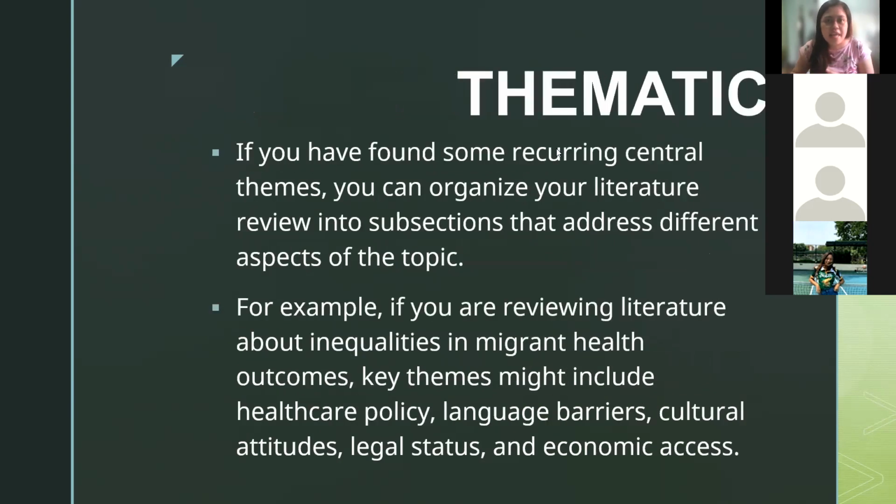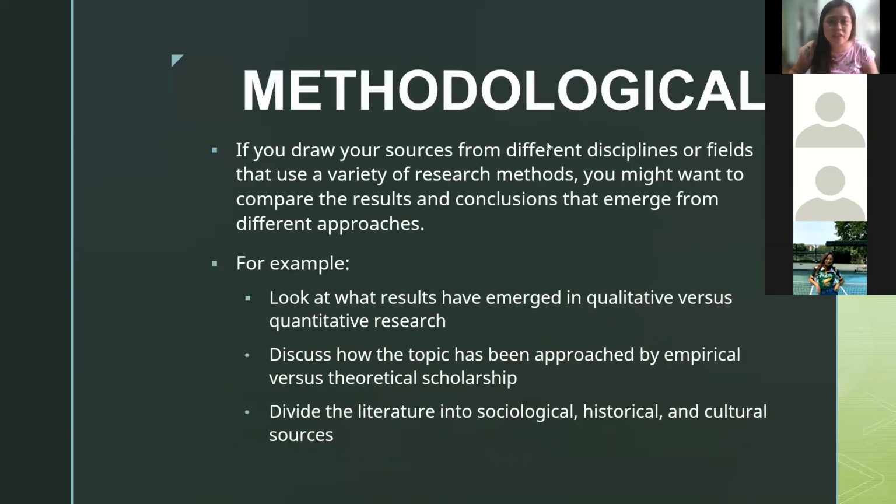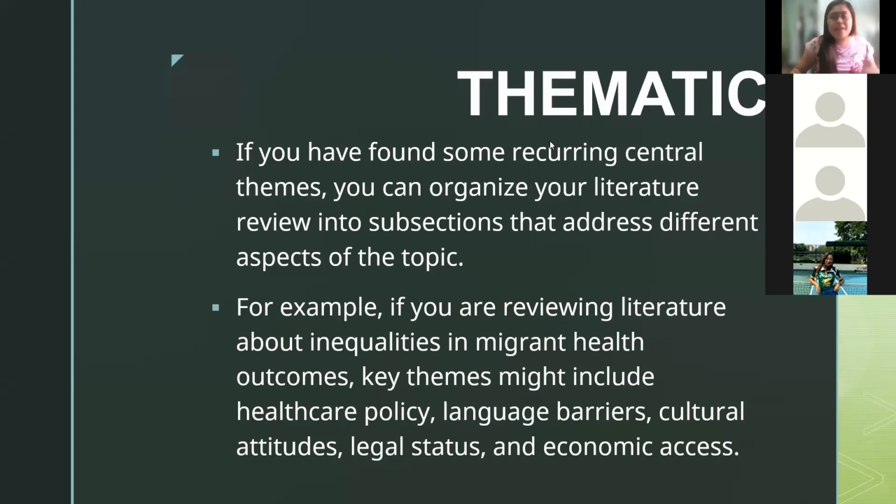That's chronological. But most of the studies I see nowadays are following the thematic strategy. Meaning, they cut their RRL based on subtopics or themes. They have subsections. It is cut up. So for example, you are reviewing literature about inequalities in migrant health outcomes, and in what you read, you have identified themes or patterns. So now you give each one a title. We have healthcare policy, language barriers, cultural attitudes, legal status, and economic access. I will give you an example later so you can better picture the chronological and thematic, because these two are mostly what is used in making the RRL.